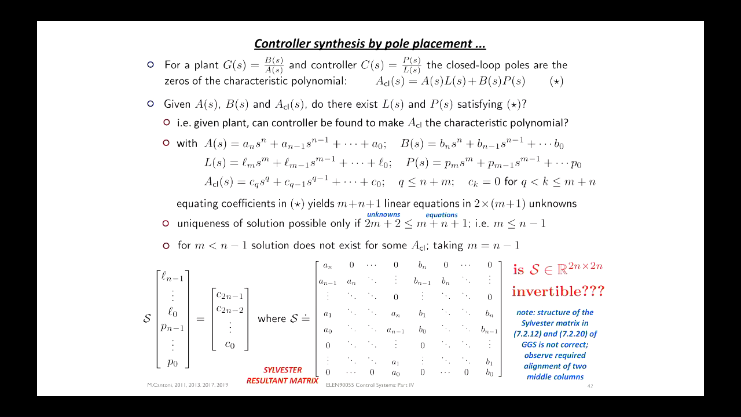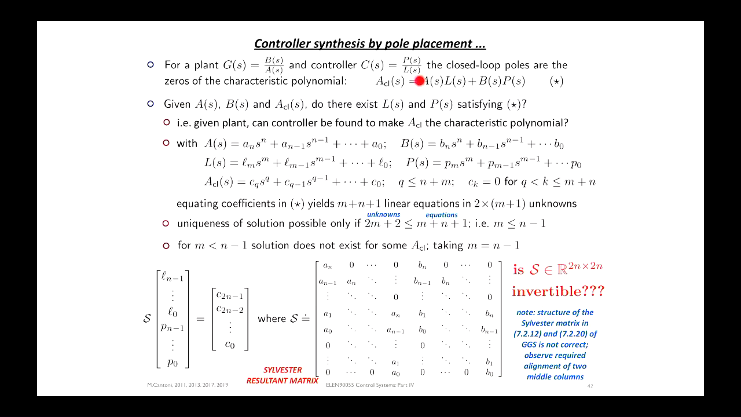And if we want our controller to be proper, then P will have degree no greater than m. Of course, it could have degree less than m by just setting that coefficient to be 0. All right. So if we're given a closed-loop polynomial of degree q, which will have to be less than or equal to n plus m, right?